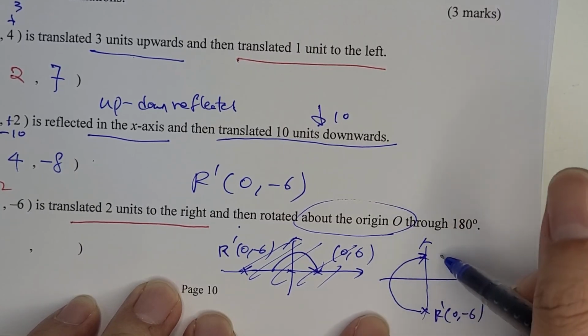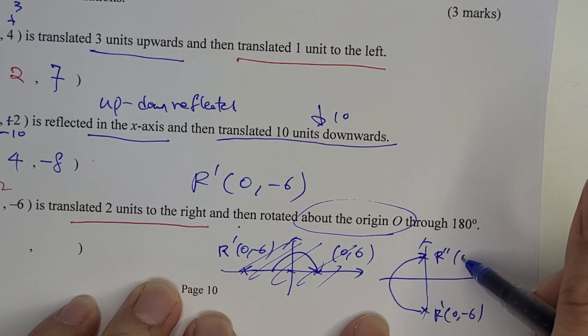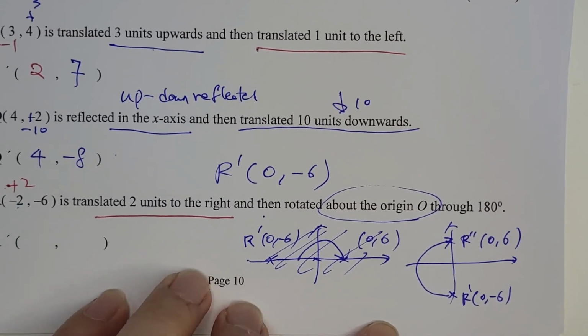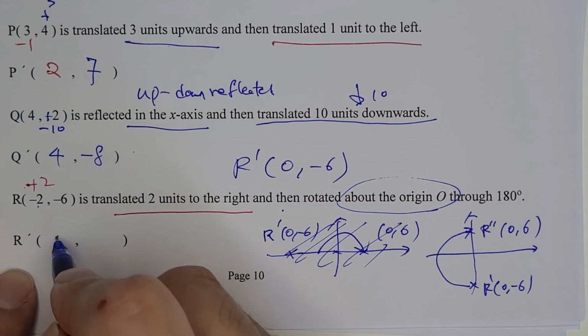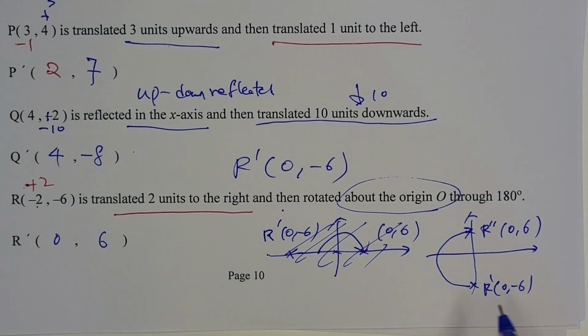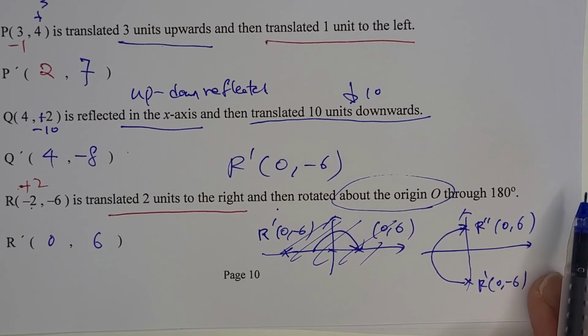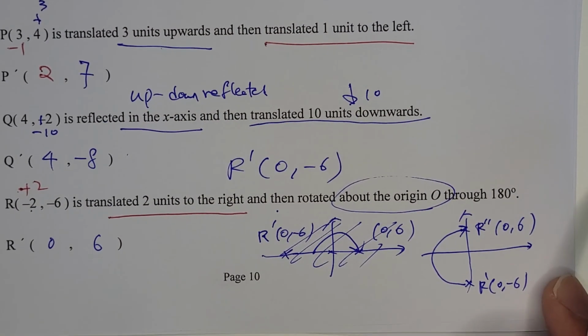Rotate it 180 degrees. So (0, +6). The answer is this one. It's a good way to draw the graph in the rough worksheet. Okay. And that's the end of question number 13.